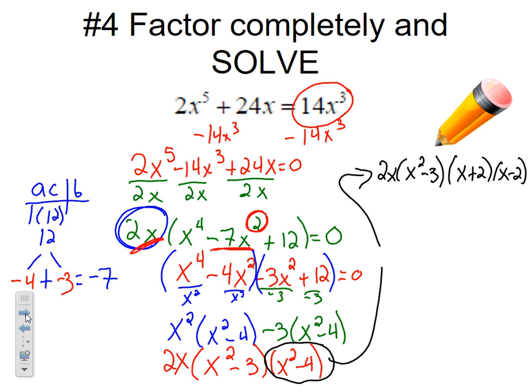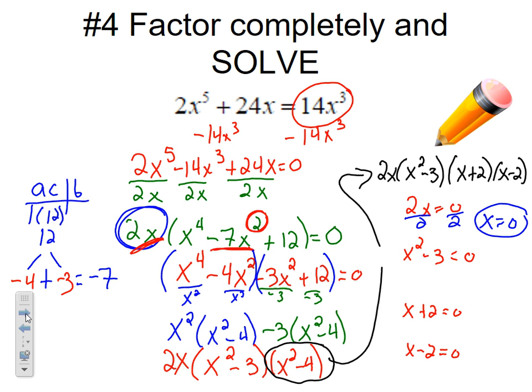Now we have to set all 4 of these equal to 0. So I have 2x equals 0, x squared minus 3 equals 0, x plus 2 equals 0, and x minus 2 equals 0. I'm going to solve each one of these. So this first one I'm just going to divide by 2. So x is going to equal 0. There's my first answer. This one I'm going to add 3 first. And I have x squared equals 3. To get x by itself, I'm going to take the square root. So x equals, when I take the square root, you have to put plus or minus. So there's 2 answers there. The square root of 3.